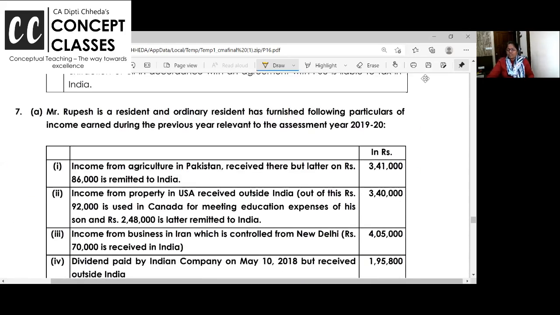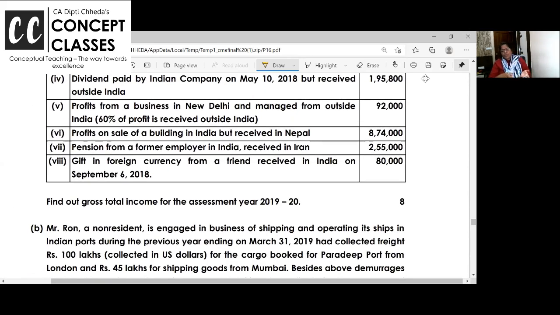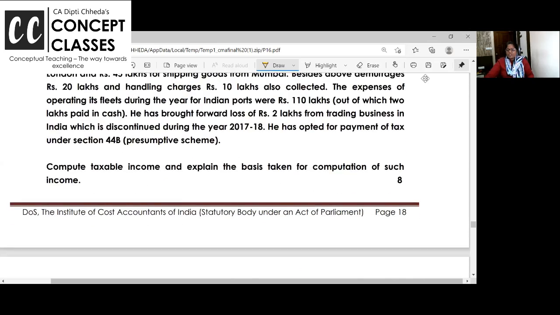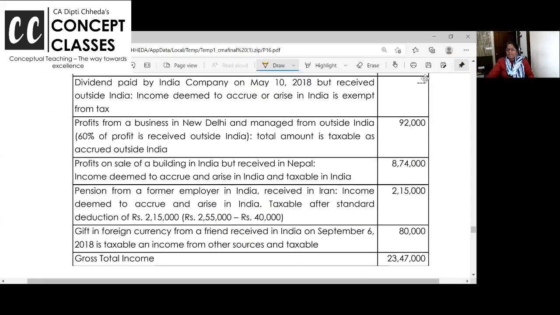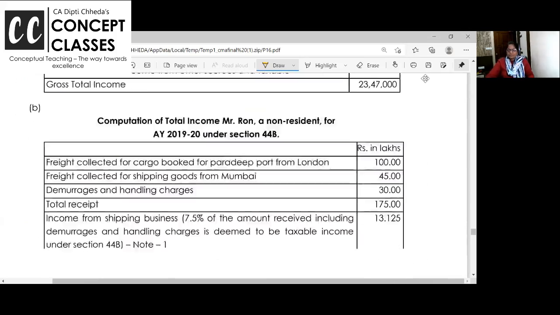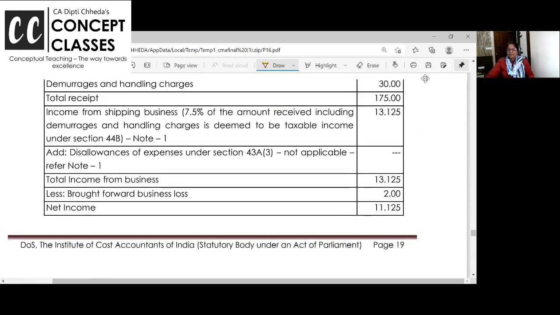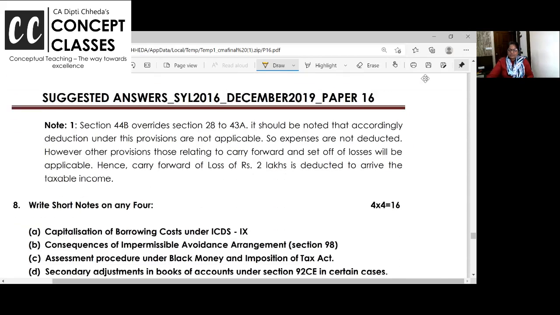Just scrolling. Now residential: he is resident and ordinarily resident. So easy. World income he has to pay the tax. And he's a non-resident engaged in the shipping business, so he's going for the presumptive taxation. So percentage income he has to show. 7.5% of whatever you receive, you show as income, and then done.